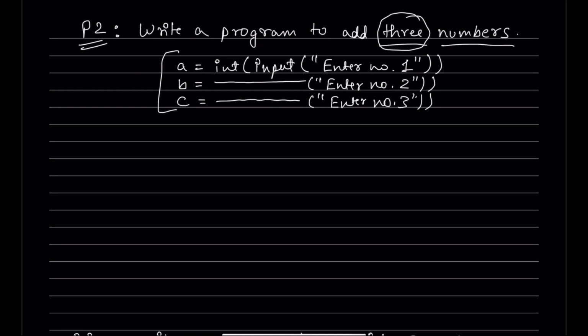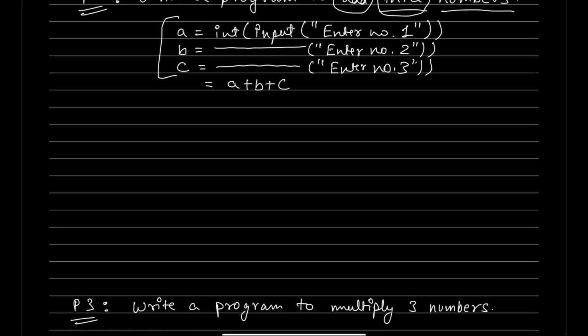The next part is we need to add all of these numbers. So the numbers are stored inside a, b, and c variables. So I'll write a plus b plus c. That will be the formula for the calculation. In order to store these values, I can use c. No, I can't do that because c is already in use. So instead of using c, this time I can use another variable, that can be d, right?